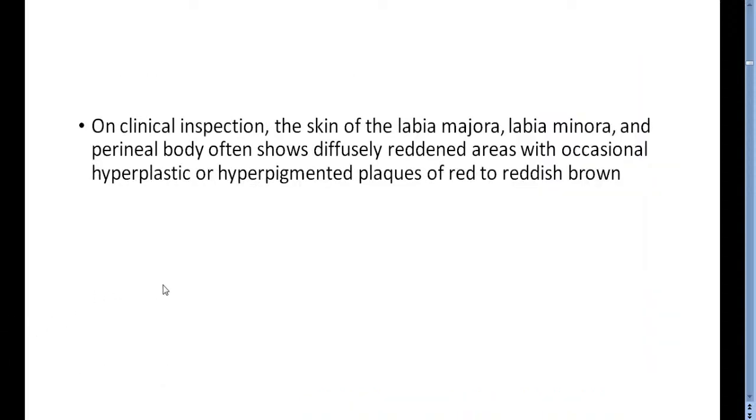On clinical presentation, the skin of the labia majora and labia minora and perineal body often shows diffusely reddened areas with occasional hyperplastic and hyperpigmented areas, spots, plaques of red and reddish-brown color.